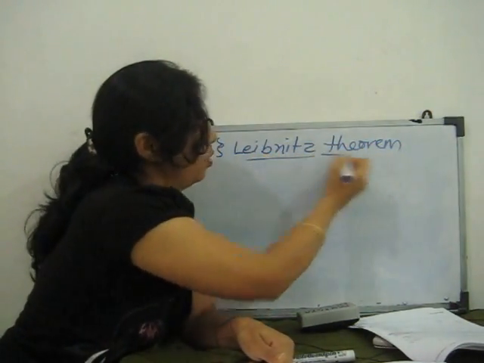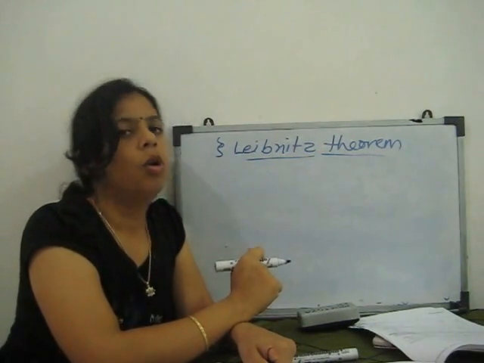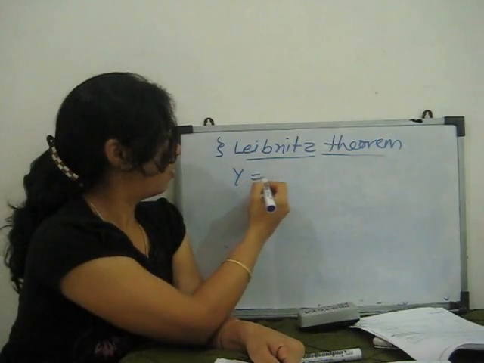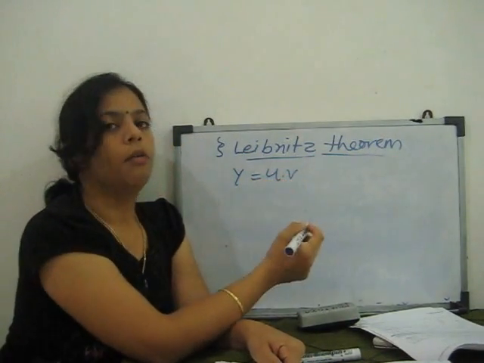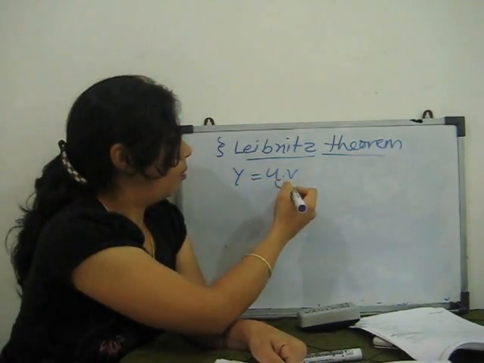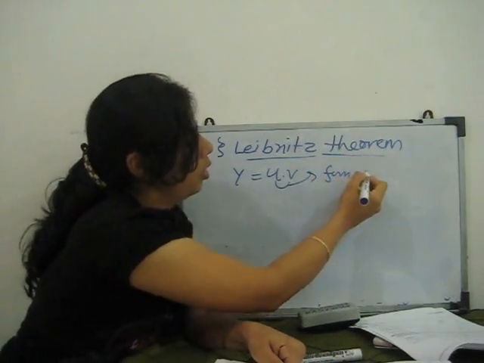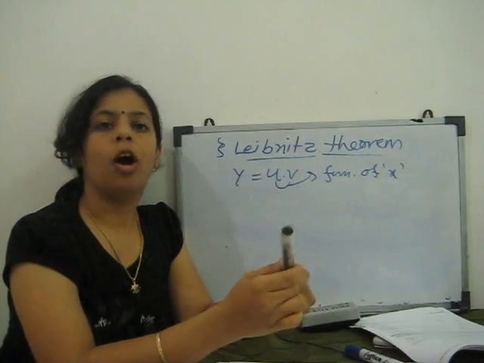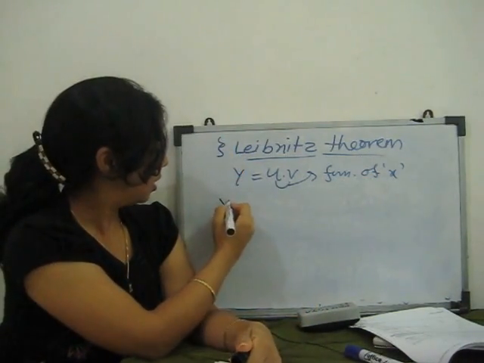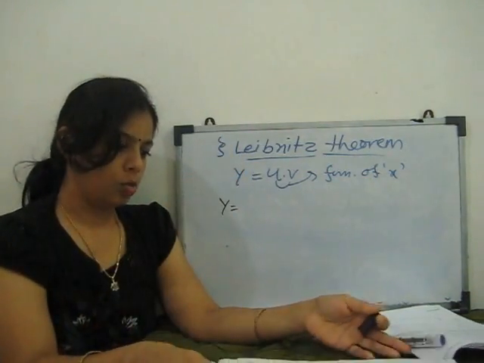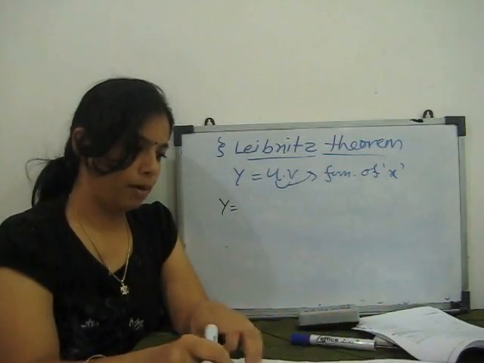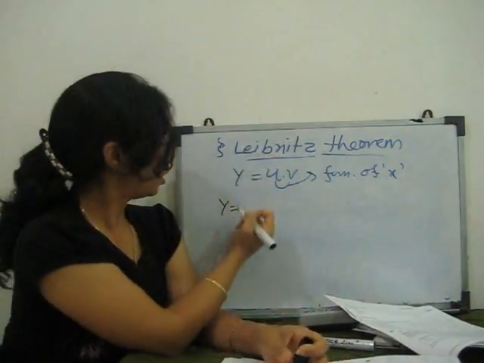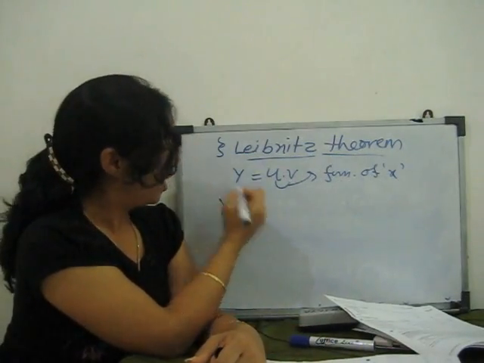This is very helpful to find the nth order derivative, and very useful for solving differential equations. If y is a product of u and v, both functions of x, then what does Leibniz say? I will give you the proper format of Leibniz theorem.